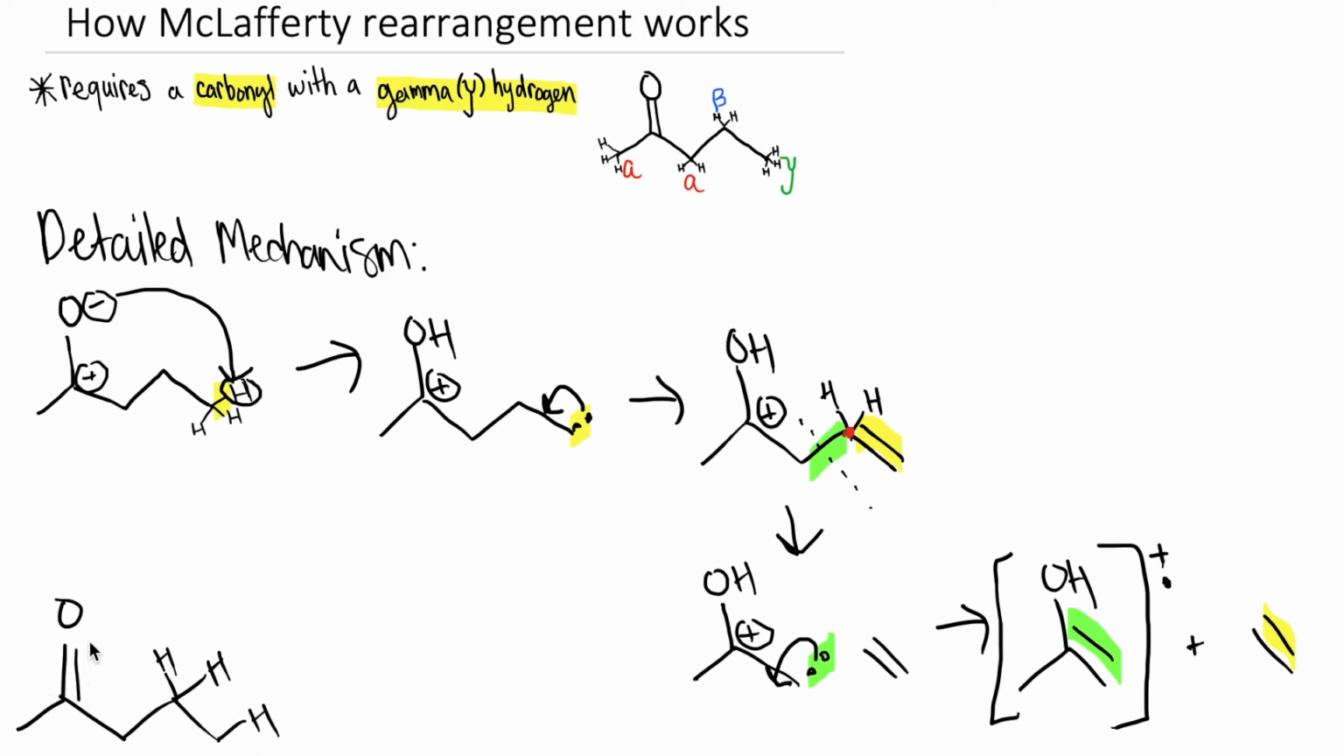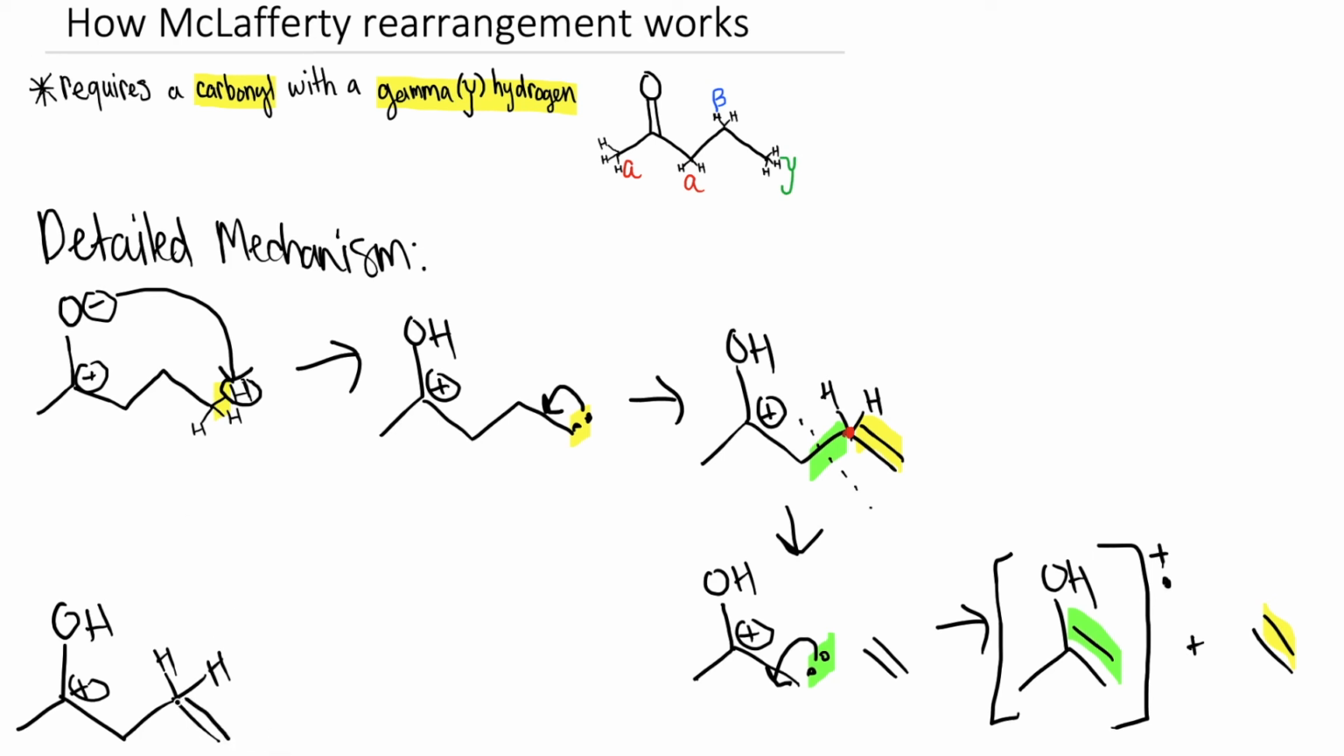So the first step, our pi electrons between oxygen and carbon are going to come up onto oxygen, leaving our oxygen with a negative charge and leaving our carbon with a positive charge. This negatively charged oxygen is a good base, so we're going to use these electrons to extract our gamma hydrogen, leaving us with an alcohol and with 2 electrons that now need somewhere to go. These 2 electrons are going to be used to form a pi bond with our beta carbon.